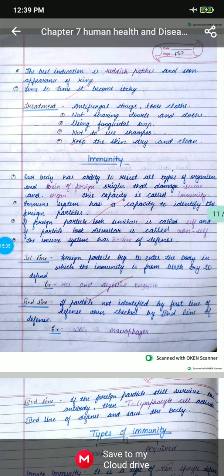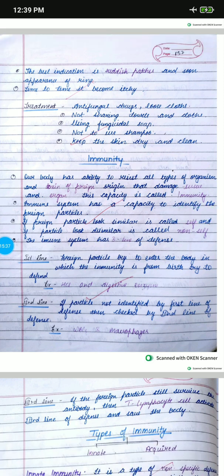Our body has the ability to resist all types of organisms, but toxins of foreign origin damage tissues and organs, and the capacity to save our body is called immunity. The immune system has the capacity to identify foreign particles when they enter our body, by distinguishing two things: one is self, another is non-self.